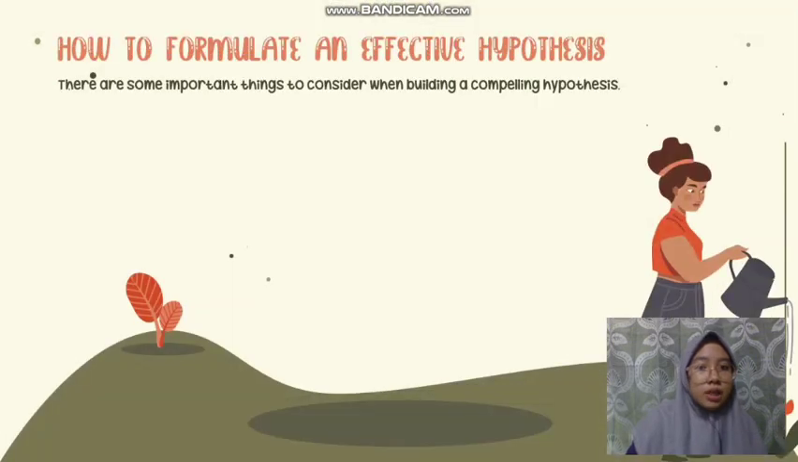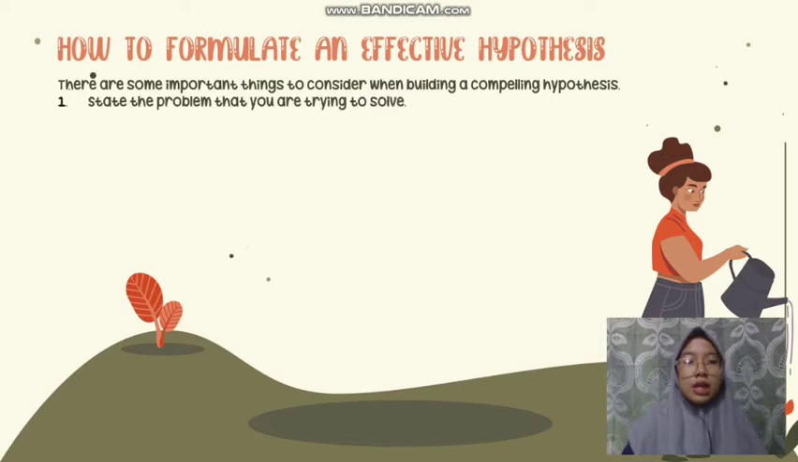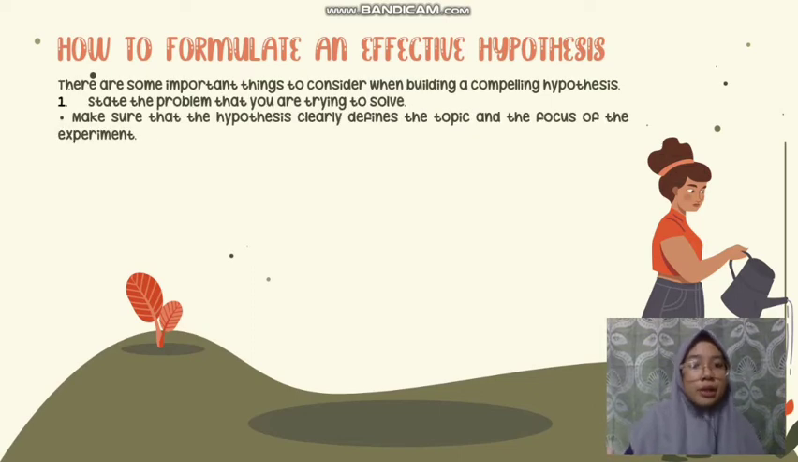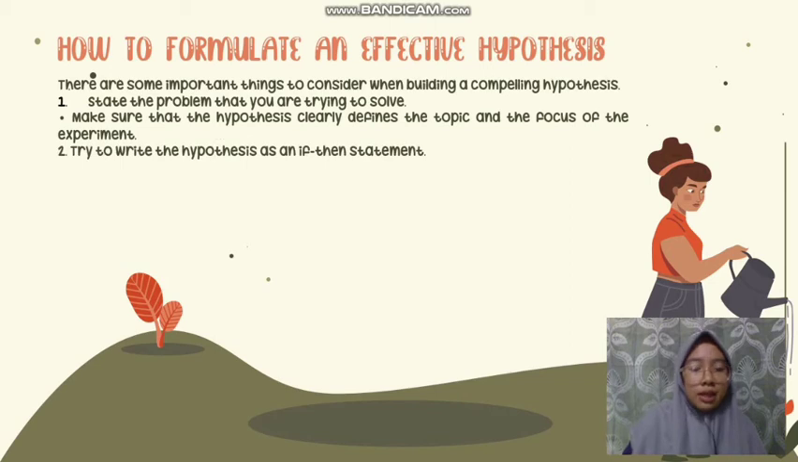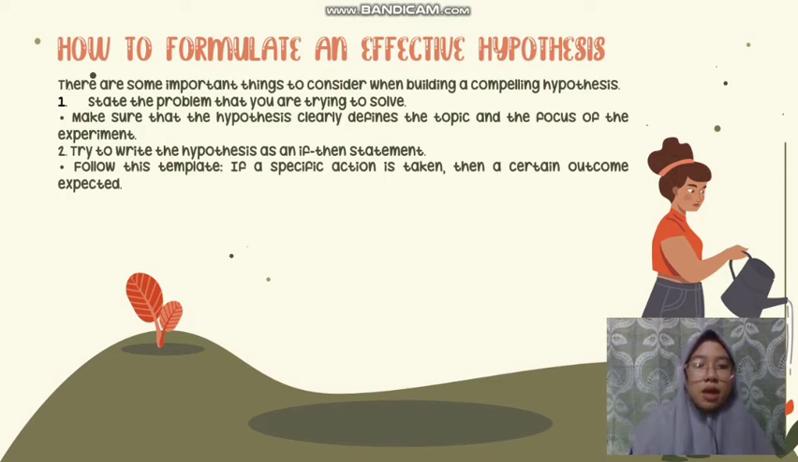How to formulate an effective hypothesis? There are some important things to consider when building a compelling hypothesis. First is stating the problem that you are trying to solve. Make sure that the hypothesis clearly defines the topic and the focus of the experiment. Second, try to write the hypothesis as an if-then statement. Follow this template: if a specific action is taken, then a certain outcome is expected.